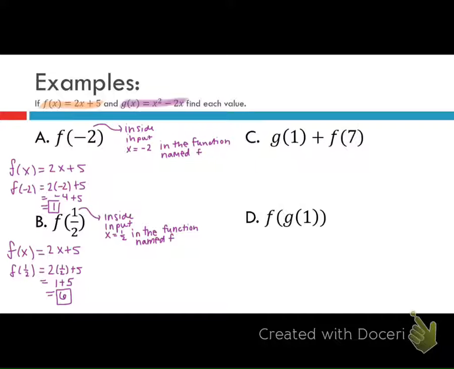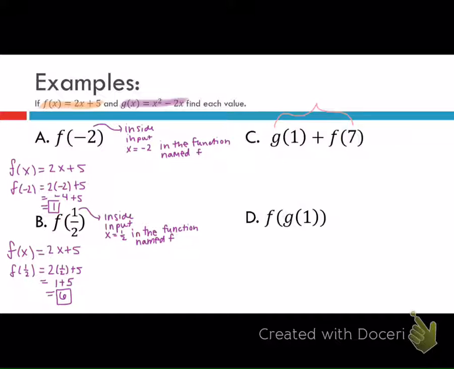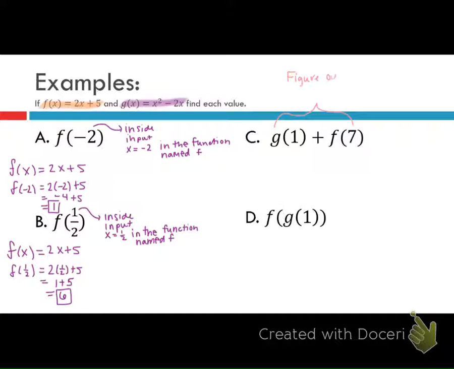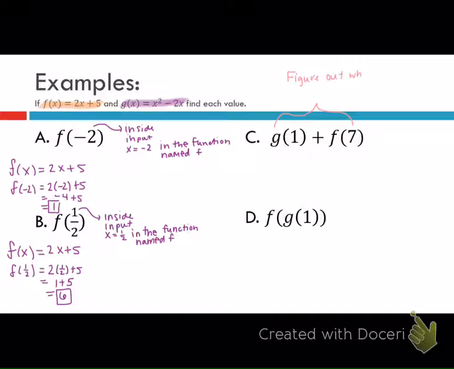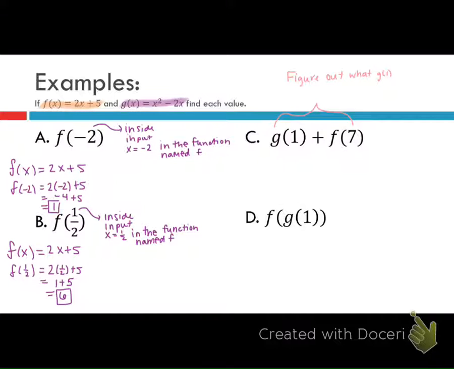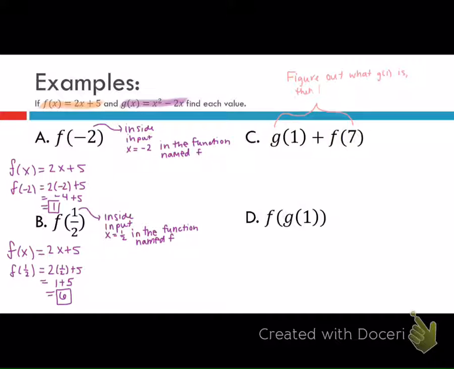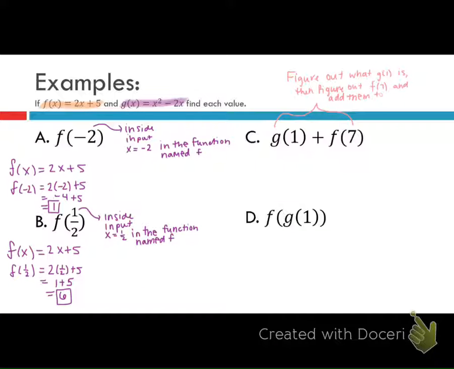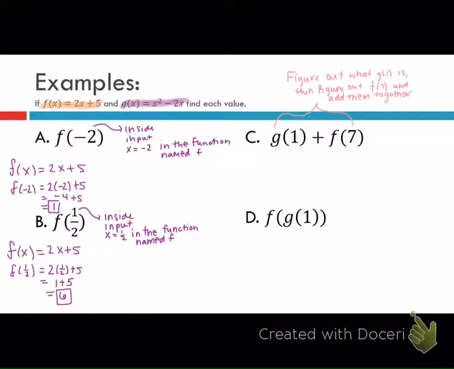Well, you're going to figure out what g is and then figure out what f is and then you add them together for your answer. Good, so figure out what g of 1 is, then figure out f of 7 and add them together. So you're going to figure out g of 1, then f of 7, and then add the two of them together.